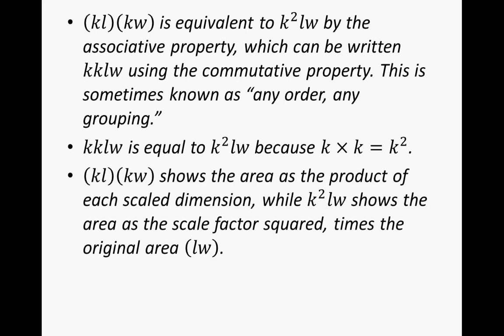So K times L times K times W shows the area as a product of each scaled dimension, while K squared times L times W shows the area as a scale factor squared times the original area, which is length times width.